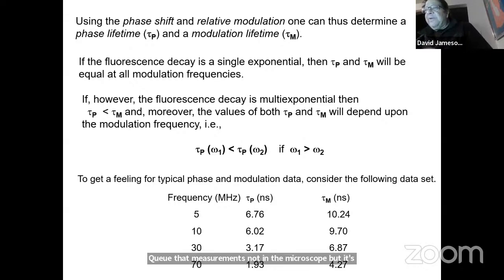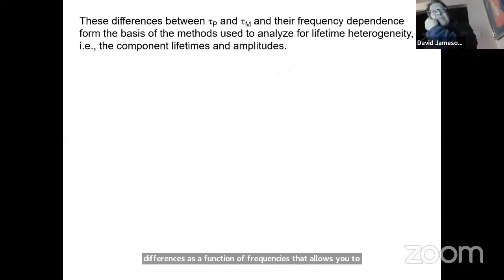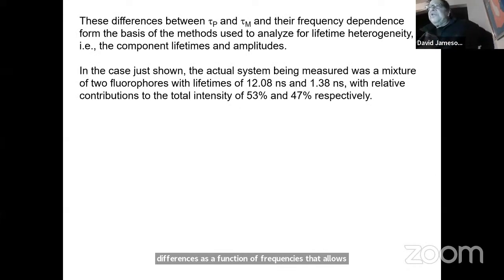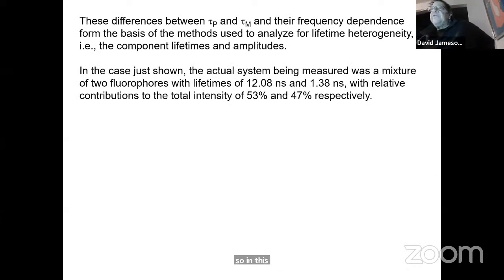So here I illuminate my sample with 5 megahertz and I see a tau phase of 6.76 and a modulation lifetime of 10.24. So immediately I see it's not a single exponential decay. Moreover, as I increase the light modulation frequency, my phase lifetime gets shorter and the modulation lifetime gets shorter. And basically, it's those differences as a function of frequencies that allows me to fit the data to the underlying components, okay? So in this case, just shown, in the lab, I mixed 2 fluorophores.